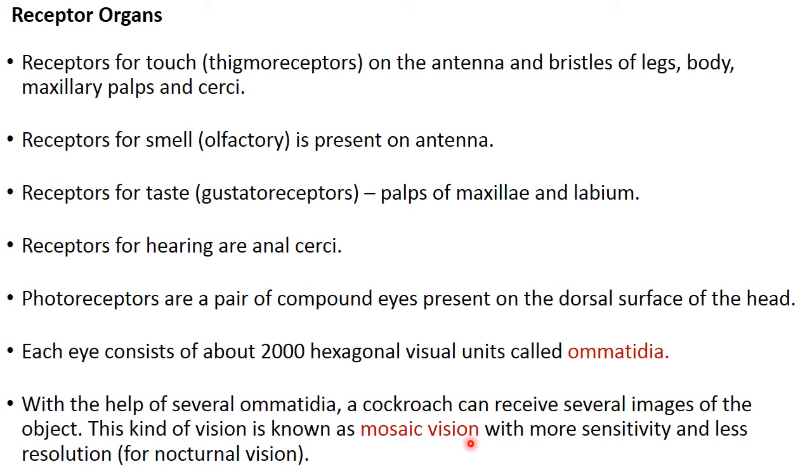But it will be very sensitive, which is needed for nocturnal vision. रात को निकलते हैं, so any movement, any this thing they can detect with the help of these several ommatidia.